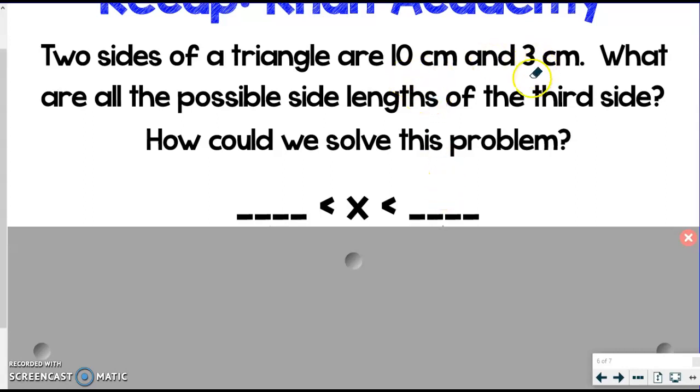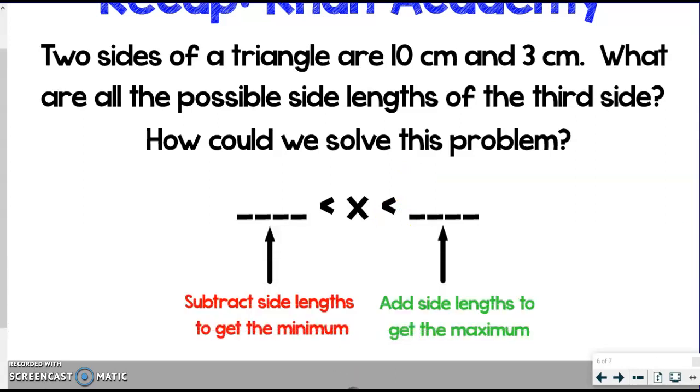These are our two side lengths that they give us. In order to find the third side length, what the possibilities are, for the minimum, you're going to subtract the side lengths to get the minimum, okay? The reason we are subtracting is because we're trying to figure out if I made that as small as possible, right? Where it didn't make a triangle, right?